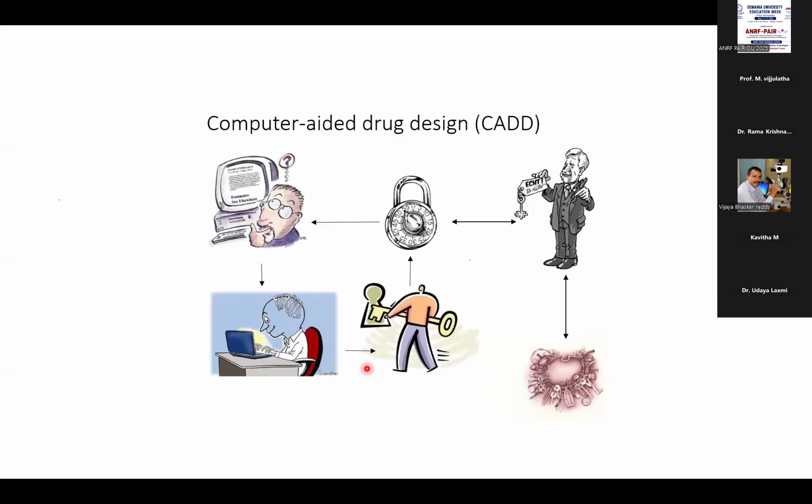That is the strategy which was used earlier. But now what we do is we try to understand the architecture of the protein active site and design the molecules computationally, come up with 10 or 15 molecules or 20 molecules, and then try to see how they are interacting with the active site, and then try to synthesize those molecules. And this is the best strategy which we use for computer aided drug design.